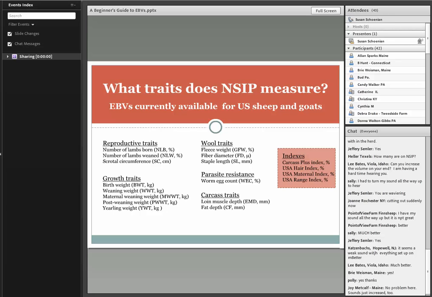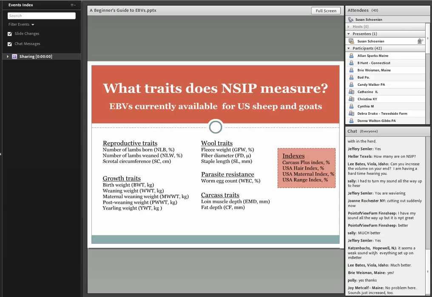We also have carcass traits, the depth of the loin muscle. A lot of times in this country they do the area. Well, for EBVs it's the depth, and then also the fat depth. In that pink box are indexes. What an index is, it's a combination of traits.